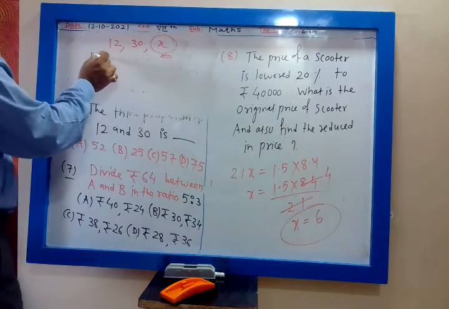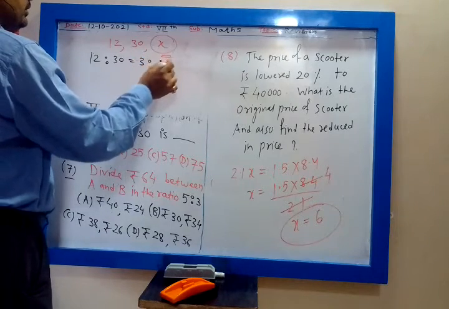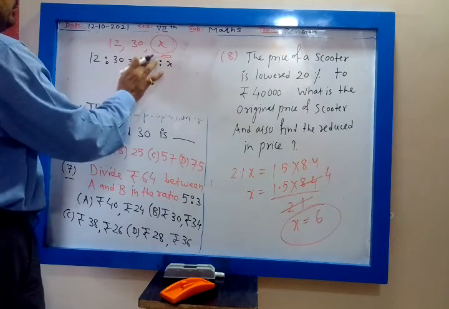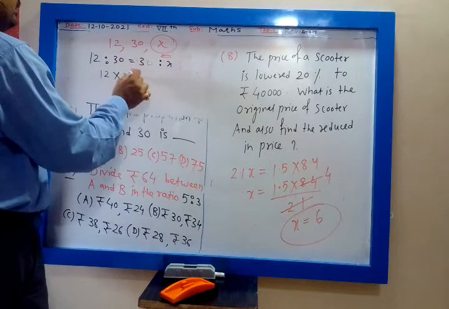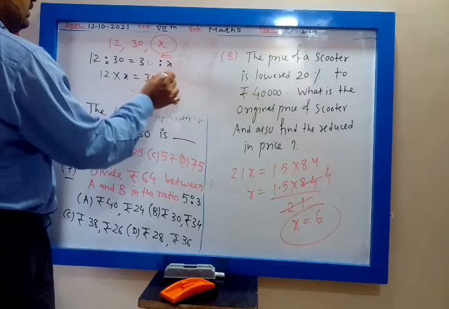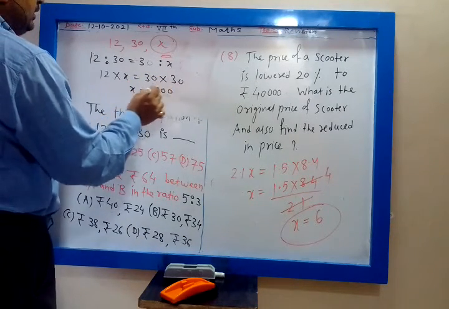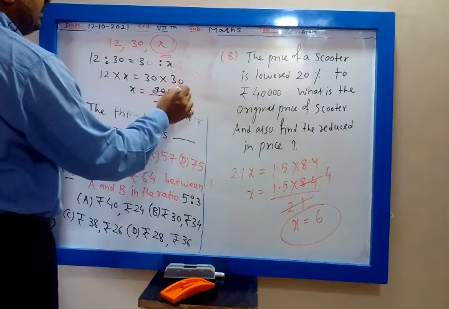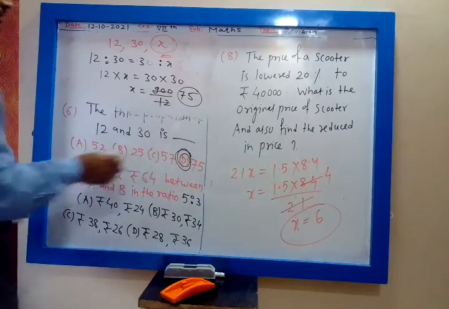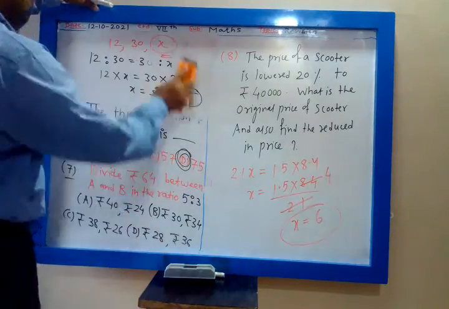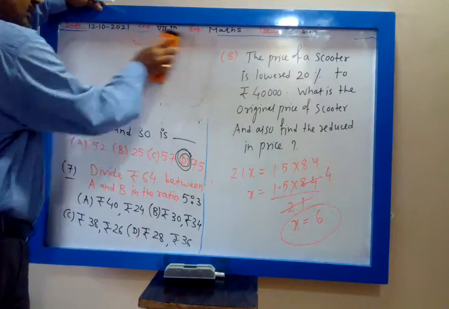12 ratio 30 is equal to 30 ratio x. So product of extreme 12 into x is equal to 30 into 30. So x is equal to 30 into 30, 900 upon 12. 12 sevens are 84. 75. 75 is done. D is the correct answer. Okay. The correct answer is D.